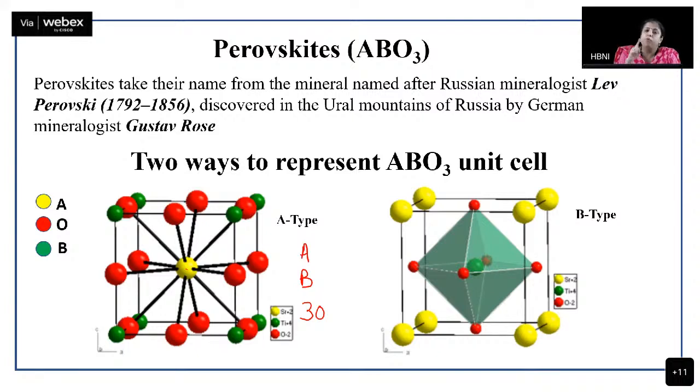If you go back and try to calculate the number of formula units of NaCl in rock salt structure, it will come out to be 4 formula units of NaCl in one unit cell. ABO3 has got one formula unit of ABO3 in one unit cell.